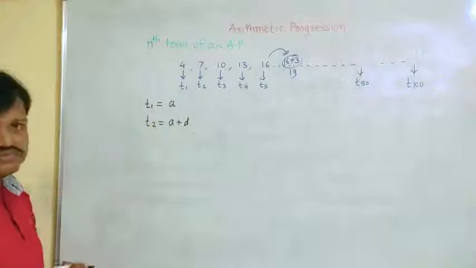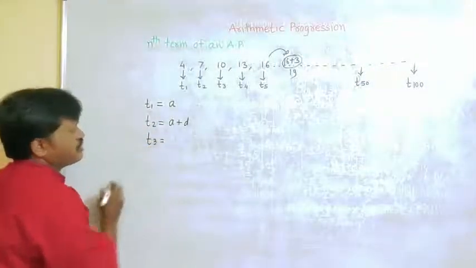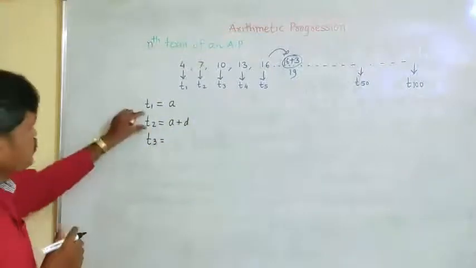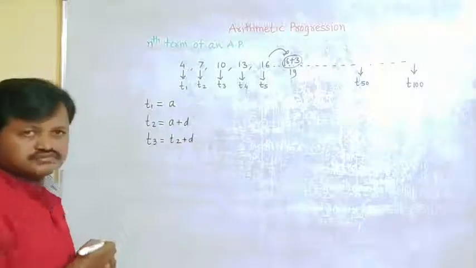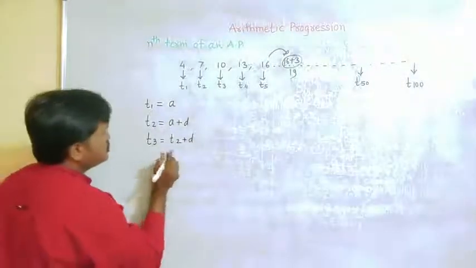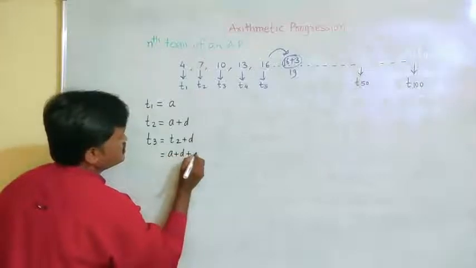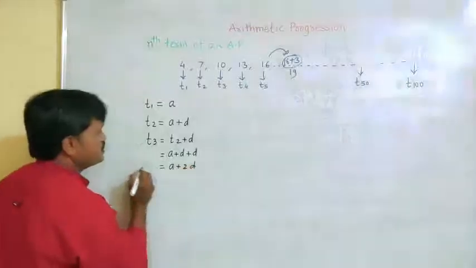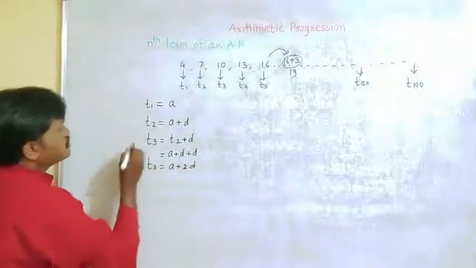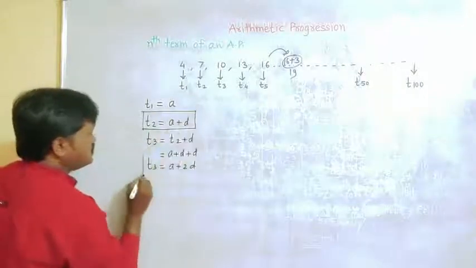That is T1, T2. Now when we want T3, how to calculate it from T2? You add the common difference. T2 means a plus d. I write here a plus d plus d. So that is a plus 2d. So this is T3. Look here, that is T2, and this here is T3.